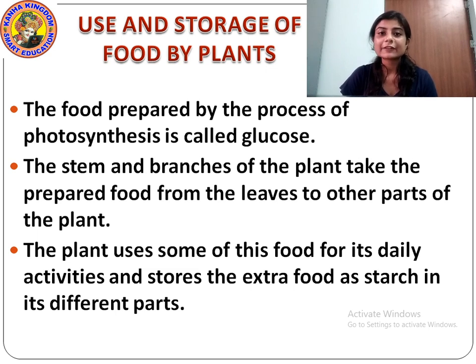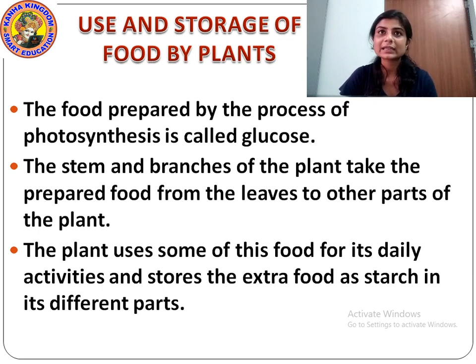We eat different kinds of vegetables and food items which contain starch, and starch is a form of carbohydrate which is also called energy giving food. Understood? So this is how the food is being used and stored by the plant body.